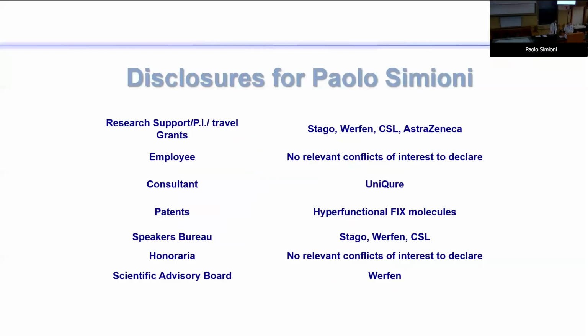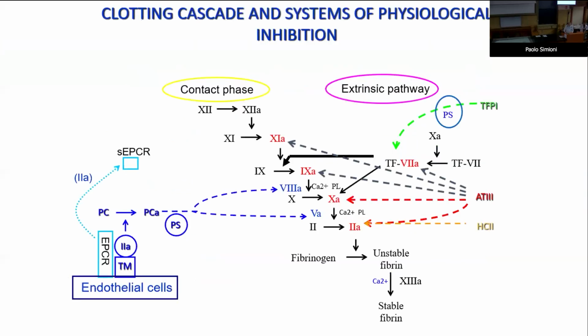Let me just say these are my disclosures, sorry, and just a few cartoons on coagulation, to remind myself that coagulation is a little bit complex. As you can see, there's a cascade of clotting factors that activate each other, and at the end of the day the result is the formation of a stable clot. That is very important, clearly, when we have a problem of hemorrhage.